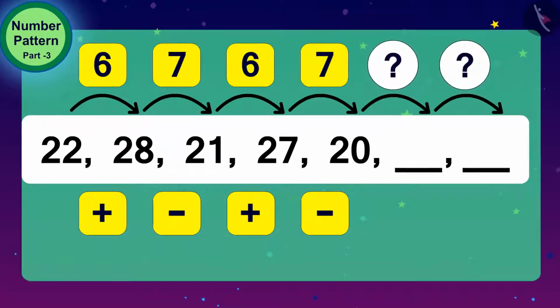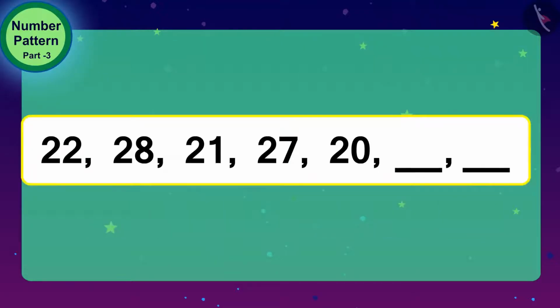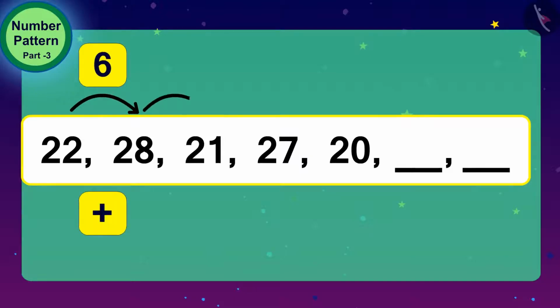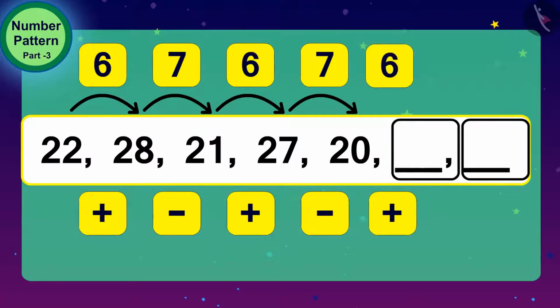Well, you are thinking right. This number pattern is being carried forward by adding 6 once and subtracting 7 the second time. So, what do we have to do to fill this blank space now? That's correct. We have to add 6 to 20. What will it be?